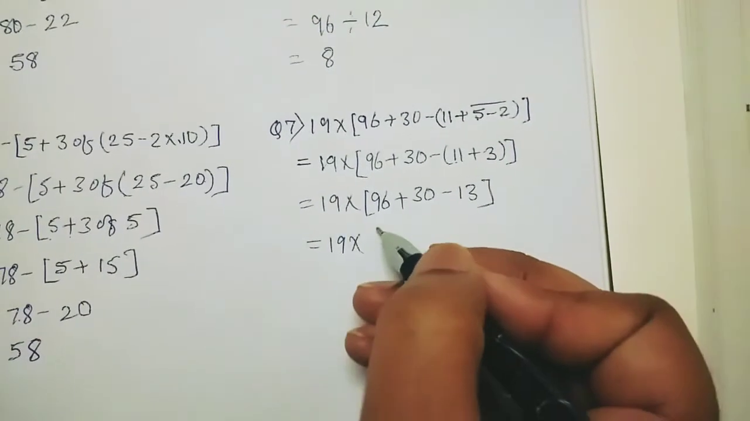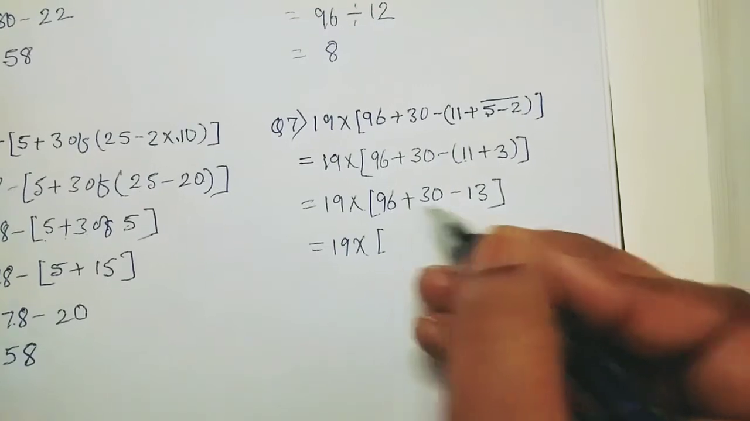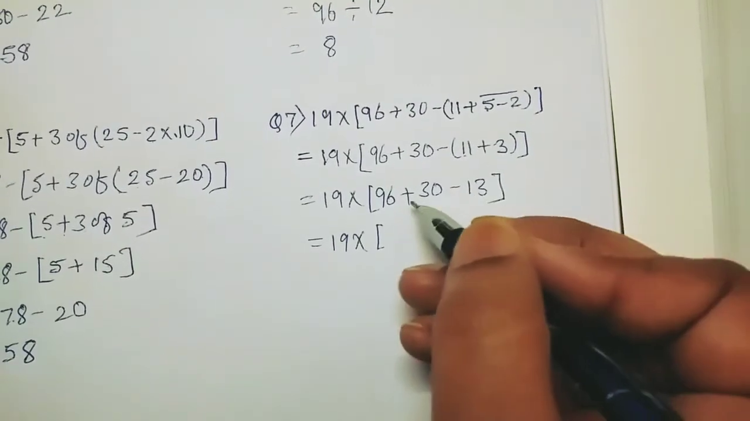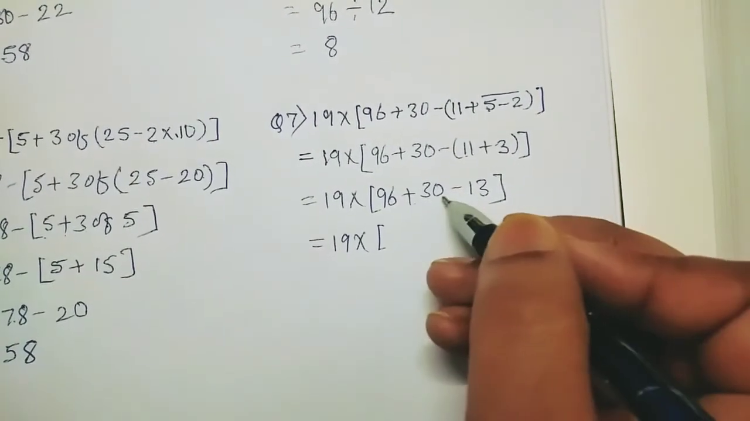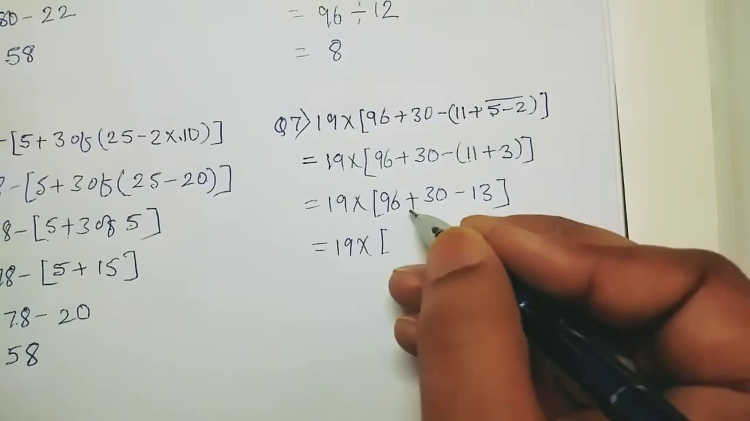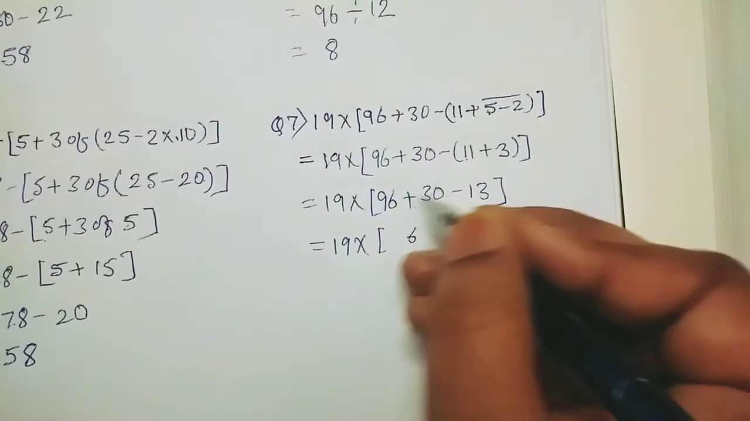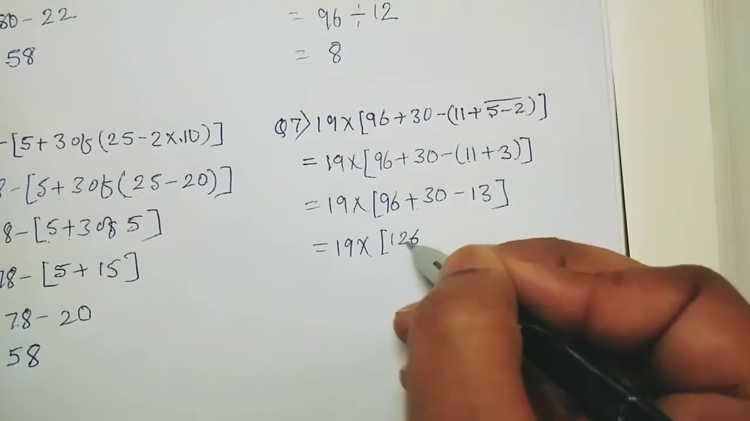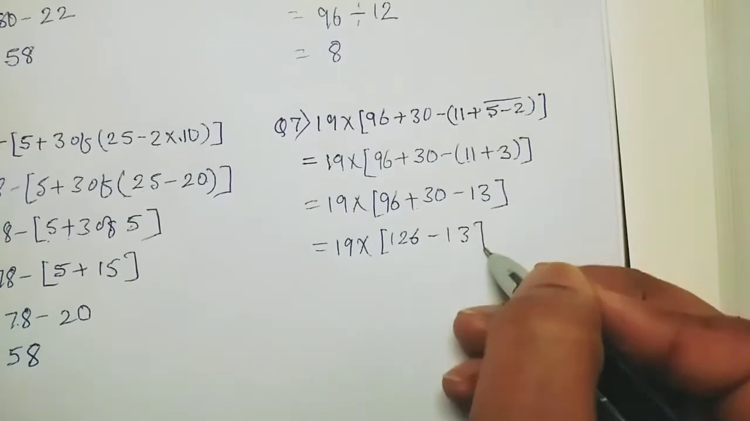Now you see there are two operations here, plus and minus. So which will perform first? Plus will perform first. So 96 plus 30. Here 6 and 9, plus 3, 12. Okay, minus 13.